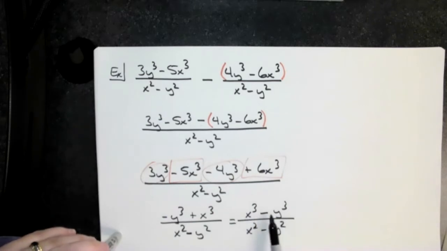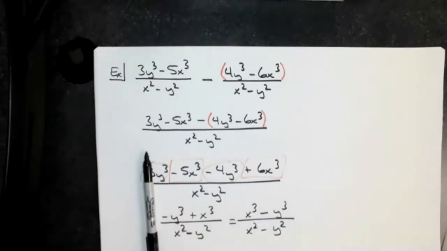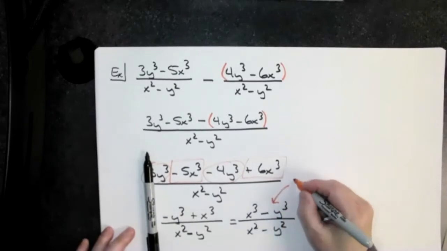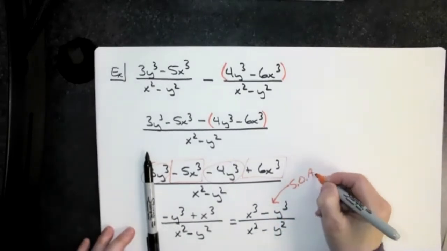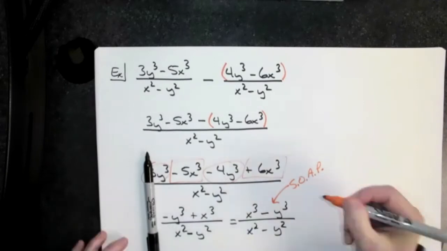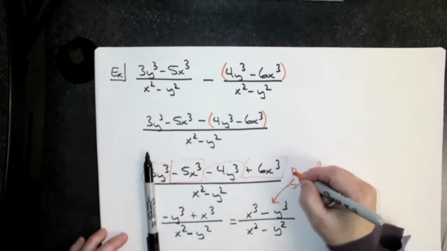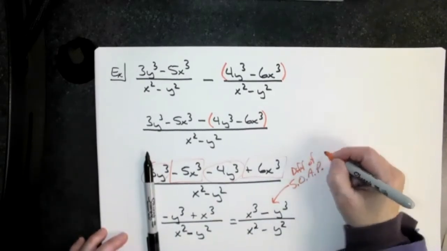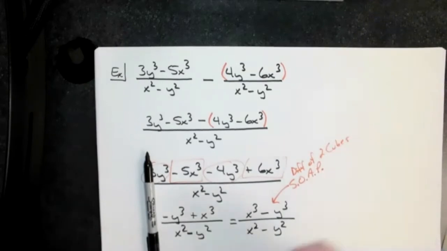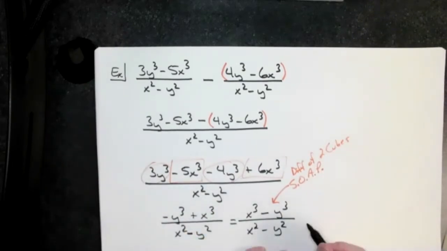So this is the difference of two cubes. In other words, this is our SOAP formula, if you remember the acronym SOAP from the last chapter. All right, so that's actually right. Difference of two cubes. Okay, so formula. Ooh, it's been a while since we've done that, right?